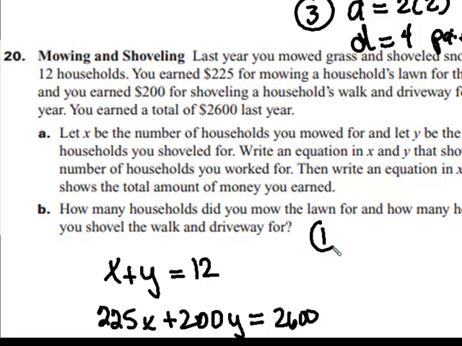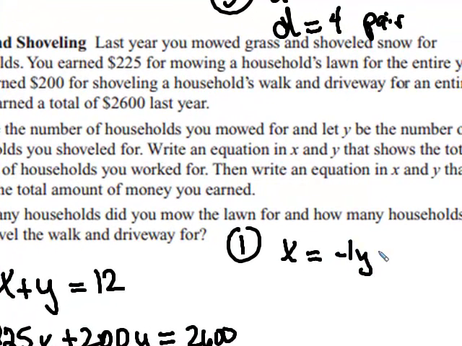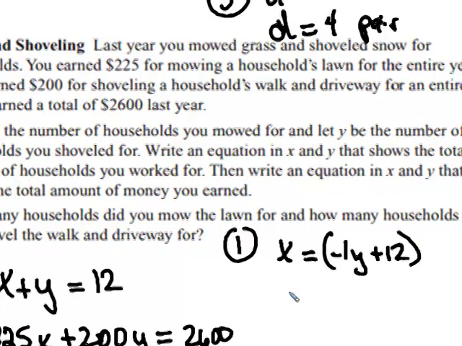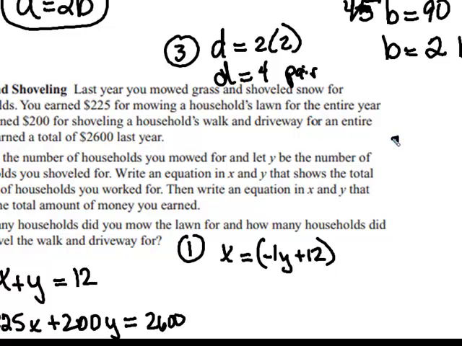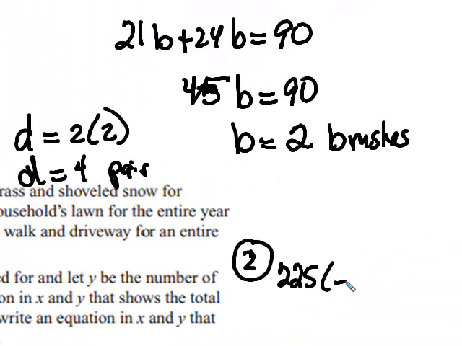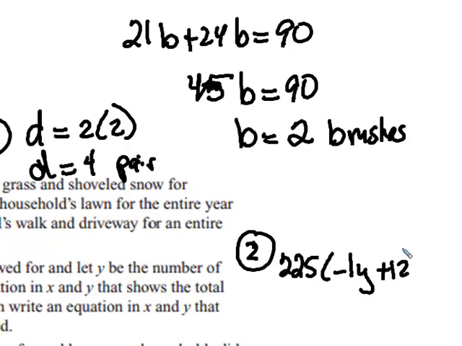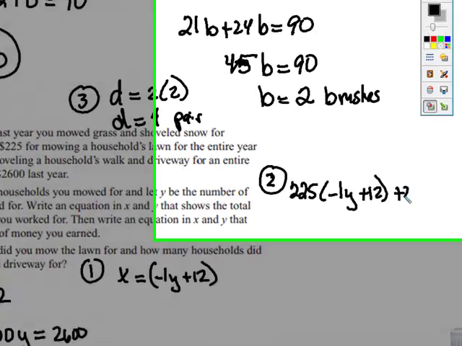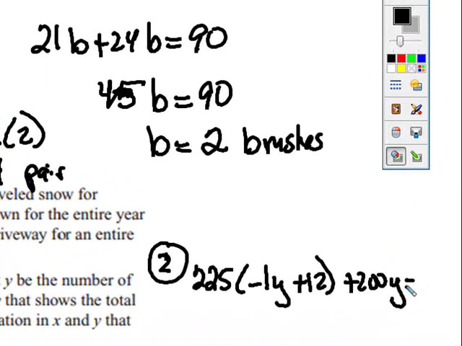So now step 1. I'm going to choose the first equation because both of them have a coefficient of 1. I'm again just going to solve for x. So x equals 12 minus y or negative 1y plus 12. It doesn't really matter what order you put it in. Put it in parentheses. Step 2, I'm going to put up here. I substitute this expression in for the x down here. So I have 225 times the quantity negative 1y plus 12, and then plus 200y equals 2,600.